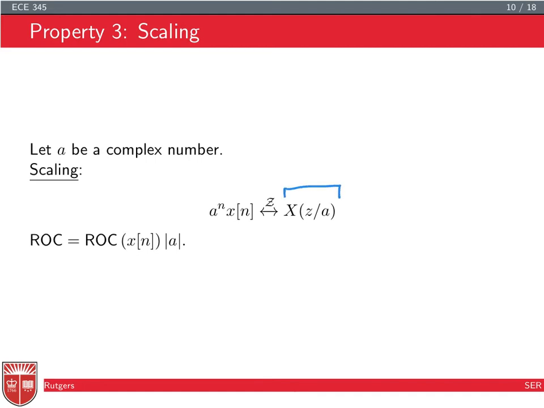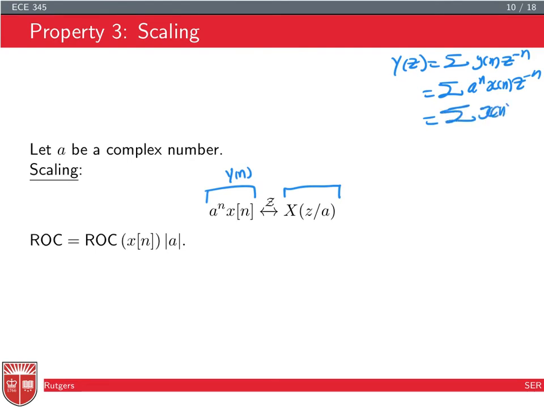If you call this y of n, then you can see that y of z is the sum of y of n z to the power minus n, and then you replace y of n by its value, so it's a to the n x[n] z to the minus n. So it's going to be the sum of x of n times z by a to the power minus n, and this is exactly x of z by a. So instead of z, you scale z by dividing it by a, and the ROC is the ROC in the scaled plane. So everything is multiplied by the norm of a.